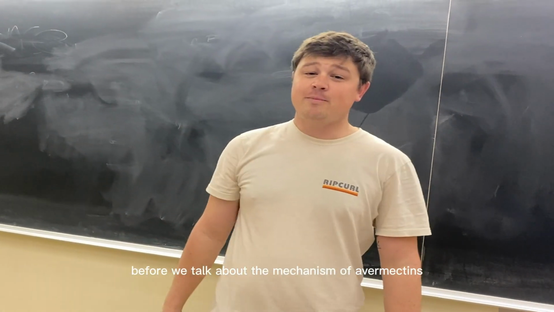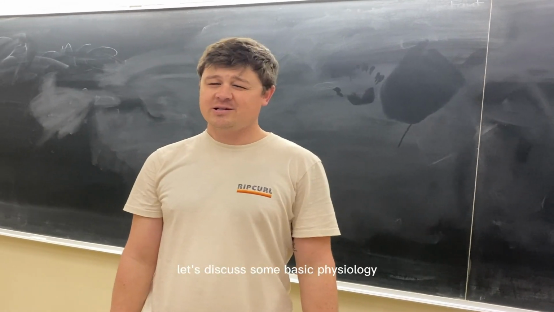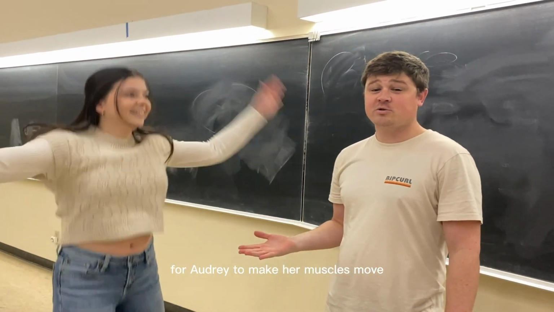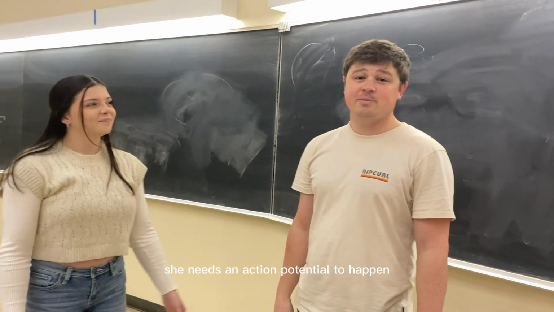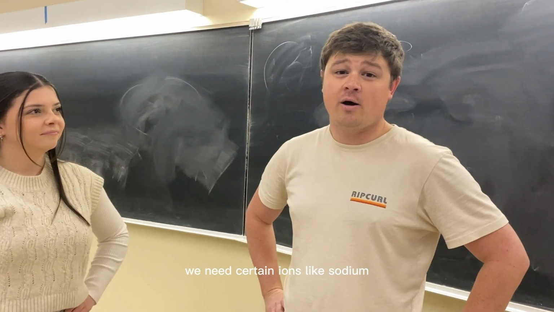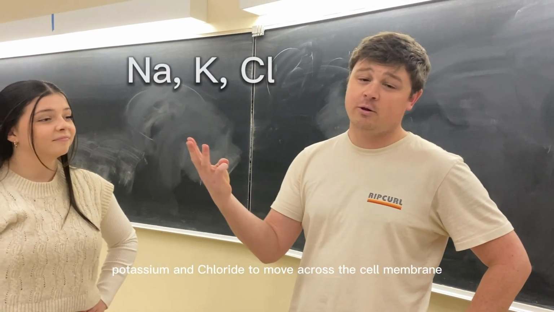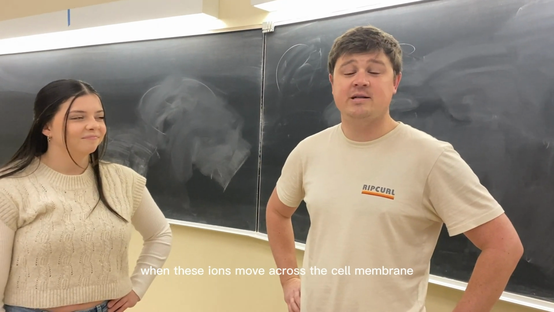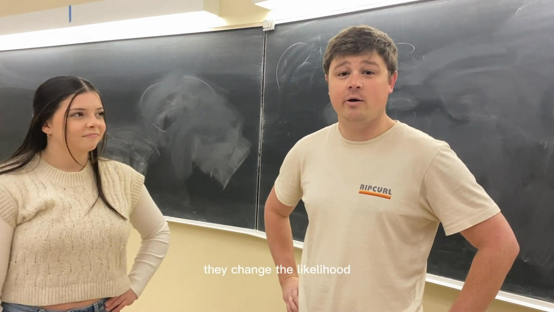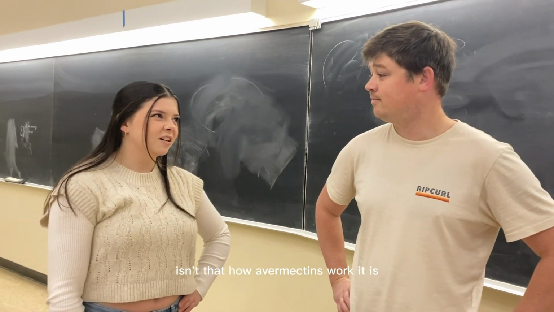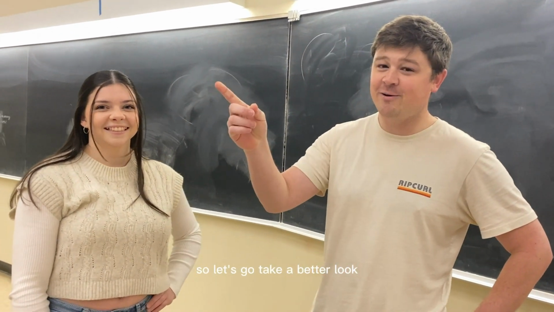Before we talk about the mechanism of avermectins, let's discuss some basic physiology. For Audrey to make her muscles move, she needs an action potential to happen. For an action potential to happen, we need certain ions like sodium, potassium, and chloride to move across the cell membrane. When these ions move across the cell membrane, they change the likelihood of an action potential to happen. Isn't that how avermectins work? It is! So let's go take a better look.